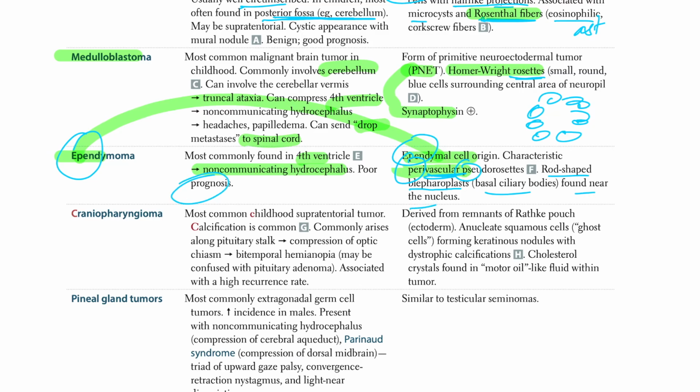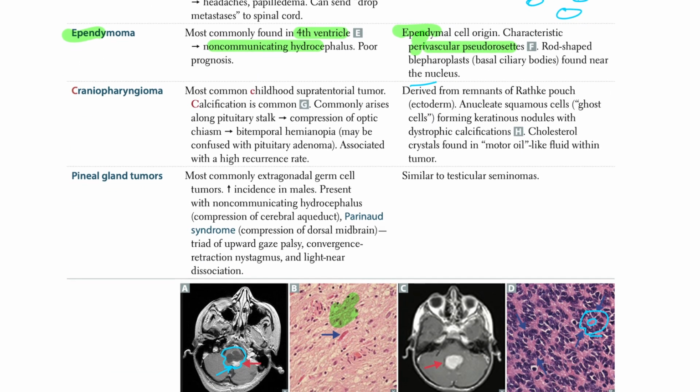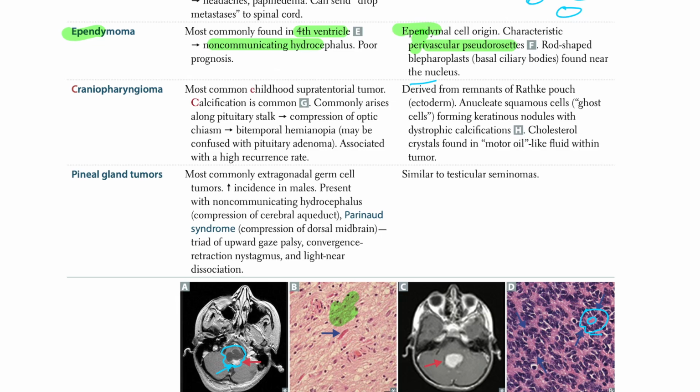So again, what is the common thing? The important thing here, we have to know: ependymoma, ependymal cells, perivascular pseudorosettes. And because it's an ependyma, you already know it has to deal with some sort of ventricle, so fourth ventricle causing non-communicating hydrocephalus. The second last, again an important one, is craniopharyngioma, super easy, the most common childhood supratentorial tumor.